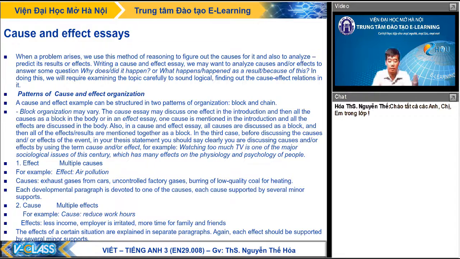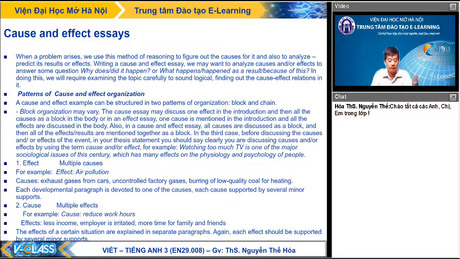and then all the effects of the result are mentioned together as a block. In the third case, before discussing the causes and effects of the event, in your thesis statement you should say clearly the thing that you are going to discuss, by using the term cause or effect. For example, watching too much TV is one of the major sociological issues of this century, which has many effects on the psychology and physiology of people.